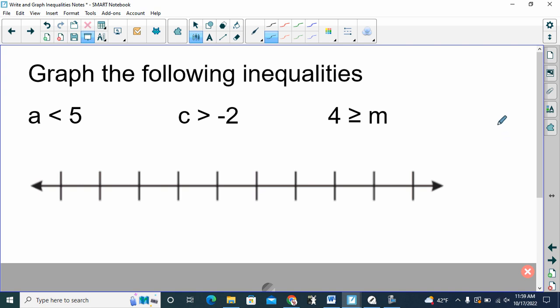So example 1 asks us to graph each of the following inequalities. And the first one we are given says a is less than 5. So we are graphing a is less than 5.